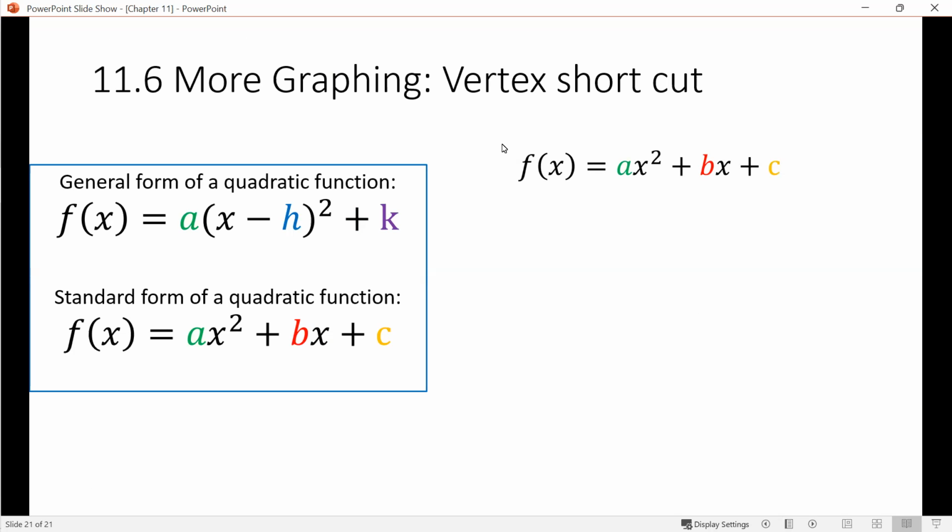Let me give you one little shortcut if you want to find the vertex without completing the square. You can actually do that. There's a formula based on the coefficients of our standard form that will tell you what h is, basically, okay? And it comes from just completing the square on the standard form. If you want to follow along, you can. I'm just going to show you how I get this formula.